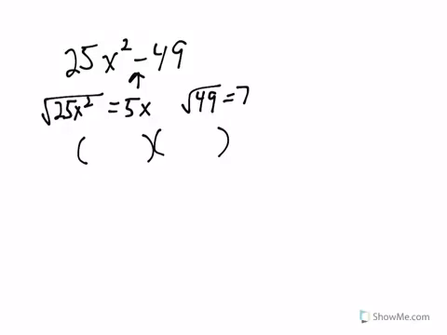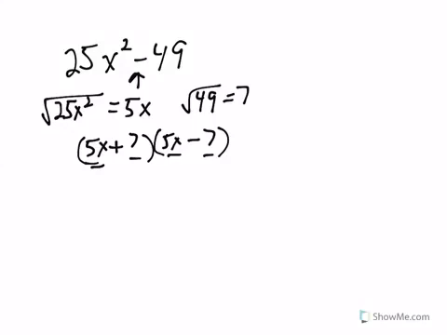and in the first spot of each binomial we put the square root of the first term, which was 5x. And in the second spot of each binomial we put the square root of the second term, which was the 7. Now in one binomial we put a plus sign, in the other binomial we put a subtraction sign, and it doesn't matter the order. The negative could go in the first binomial or in the second. Same thing with the plus sign, it doesn't matter.